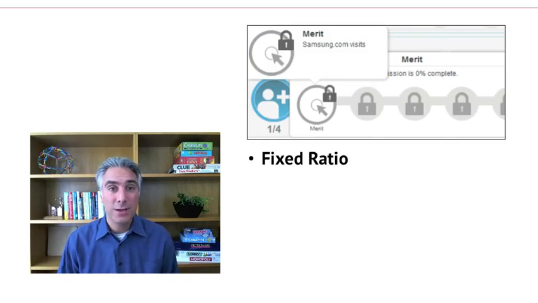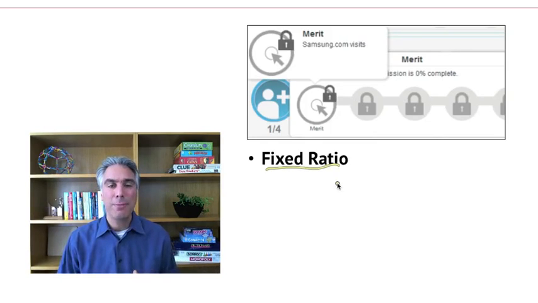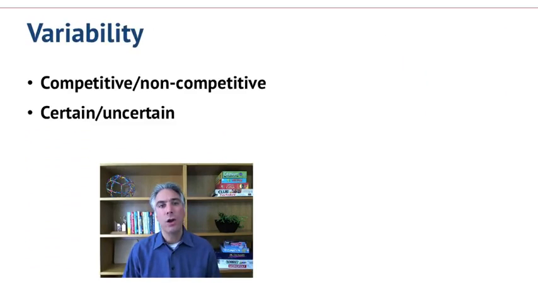That badge in Samsung Nation is a fixed ratio badge because it happens every certain number of times that you go to the site, as opposed to being based on time. Variable rewards, as I said, are in many ways the most interesting kind of reward schedule. But there are different ways that variable rewards can be variable. One dimension, as I said, is just surprise. You're not expecting them, so therefore they feel like they're variable because you don't know that they're coming.